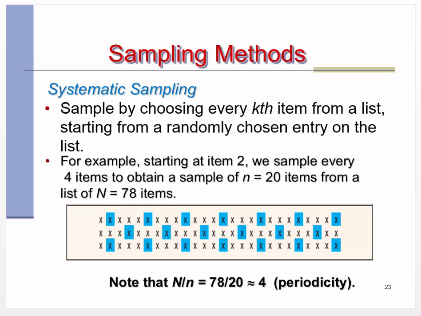In systematic sampling, we choose every item from a list. In this example, starting with the second item, we choose every fourth item from the list. So those are the items highlighted in blue, and that is how we select our sample.